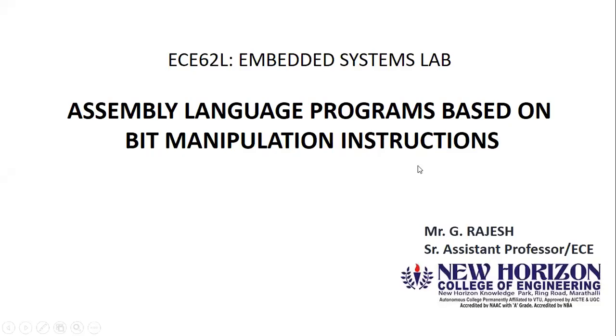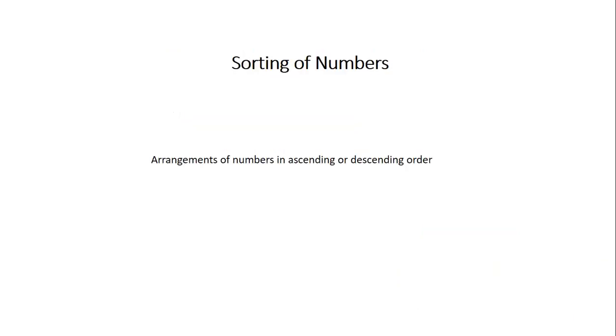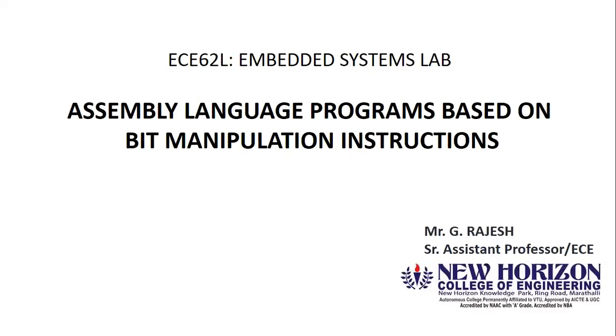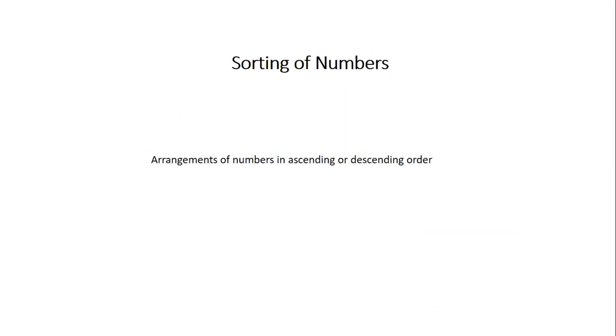So welcome all. In this video we will discuss the sorting of numbers using an ALP program. This is in continuation with the bit manipulation instruction program. Now coming to the sorting: what is meant by sorting? Sorting is the arrangement of numbers either in ascending order or descending order.